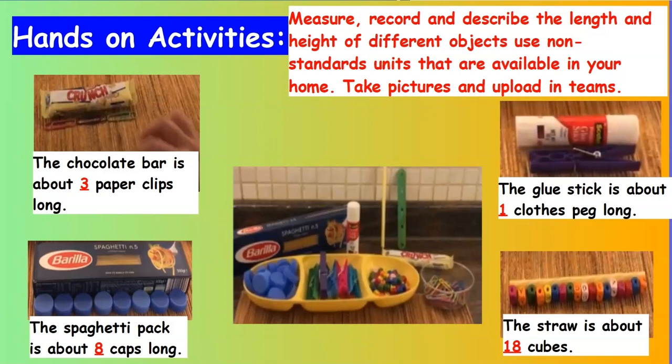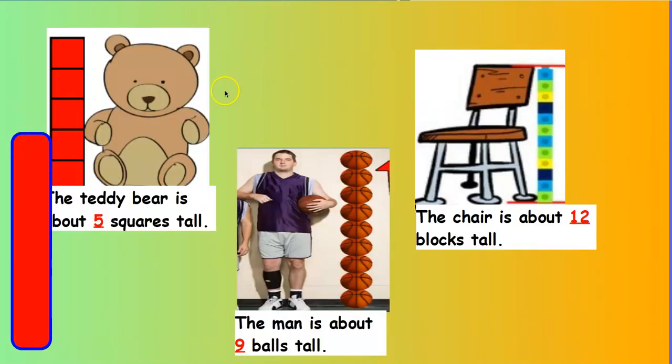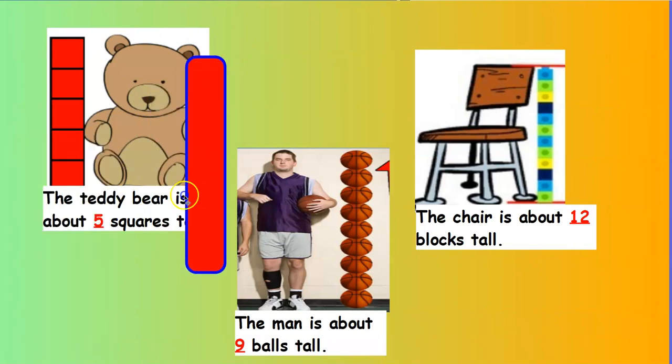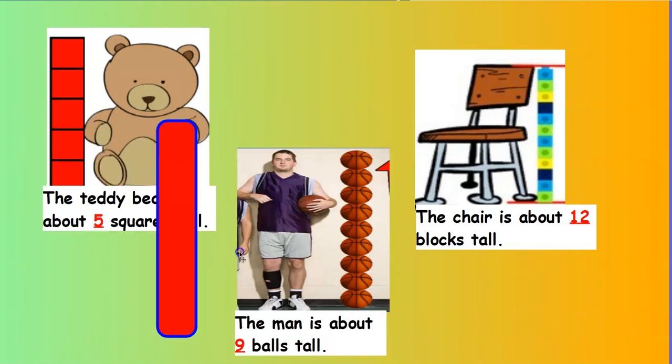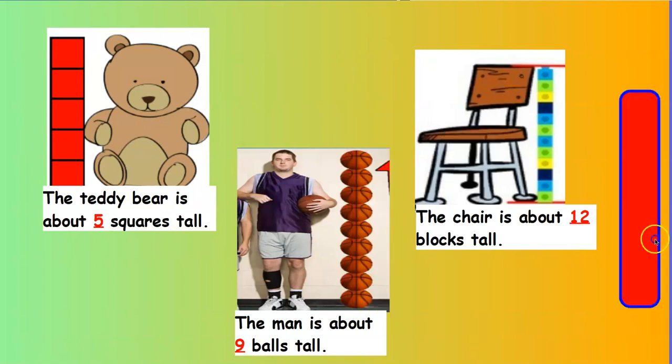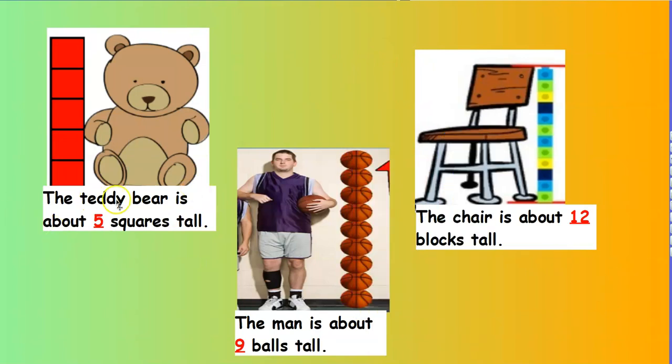All right. Now this time, we're going to measure the height. Okay. Can you look at the height? All right. So, look at the height of the teddy bear. Okay, so the teddy bear is about how many squares? Let's count. 1, 2, 3, 4, 5. So the teddy bear is about 5 squares tall. Remember, measuring the height from down going up.